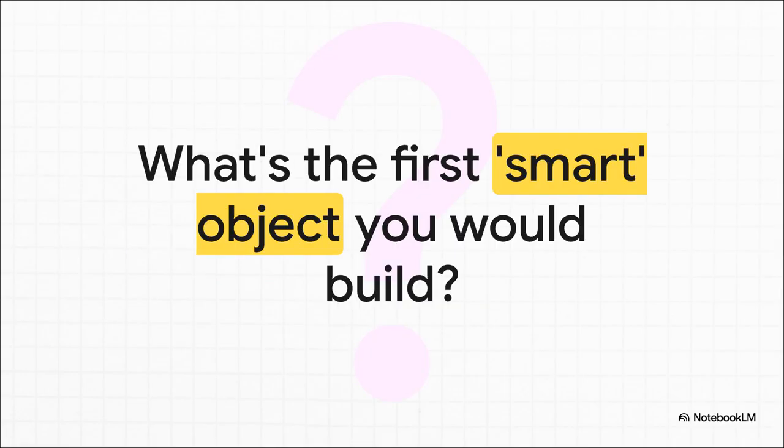So, I'll leave you with this final thought. Now that you know how to build objects that can actually remember things about themselves, that have their own identity, what's the first smart object you would build? A bank account that knows its own balance? A car that tracks its own speed and fuel? The possibilities are endless. Thanks for tuning in.